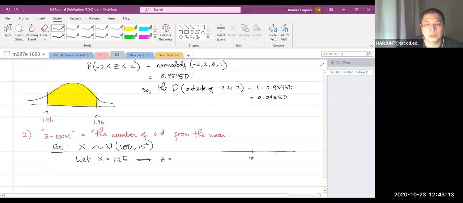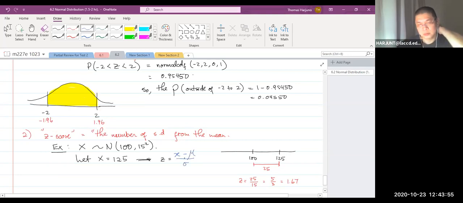This is the mean, 100, and 125 here. Now the distance is 25, right? Now this 25 is how many standard deviations from the mean? Then the number of standard deviations from the mean will be 25 divided by 15. That's 5/3, approximately 1.67. So the Z-score has this formula: whatever the score minus the mean, over the standard deviation. So the Z-score here will be 125 minus the mean, over the standard deviation 15. Z is 1.66667 in decimal.